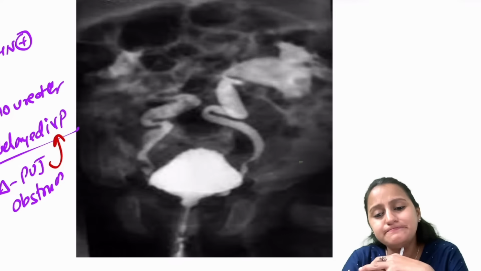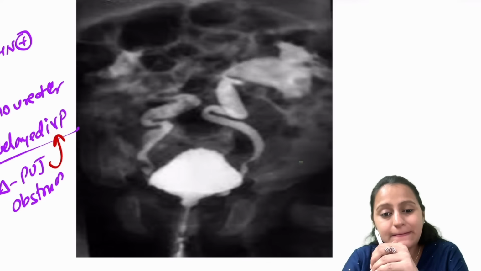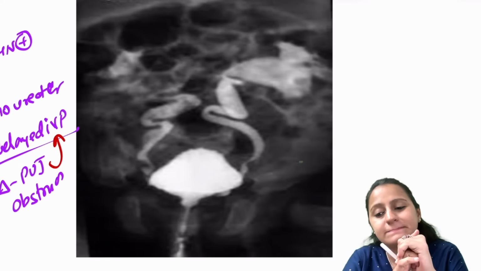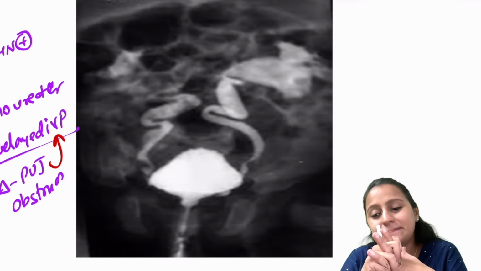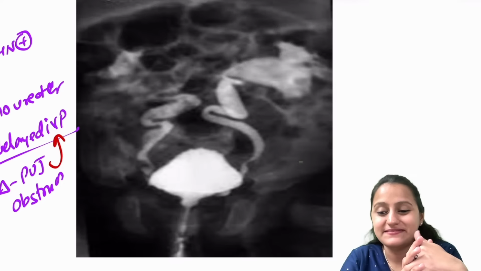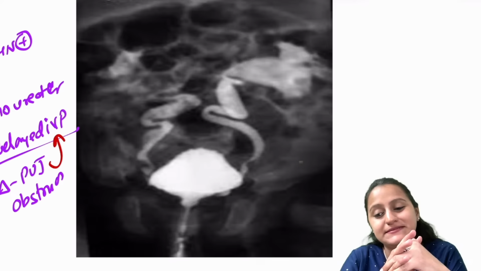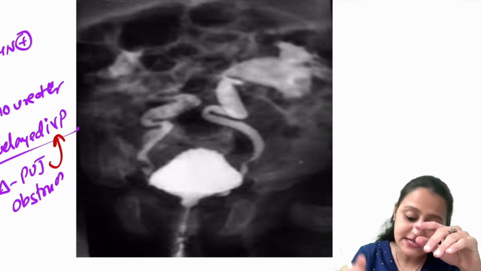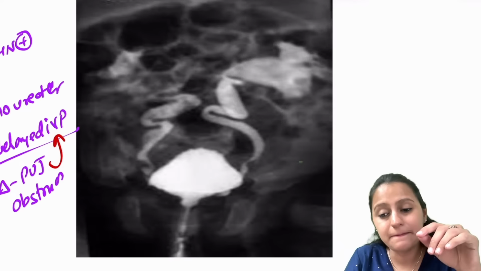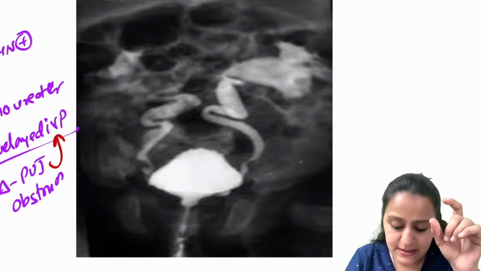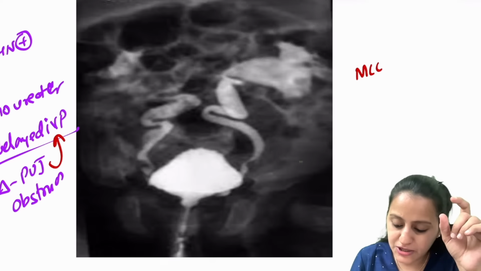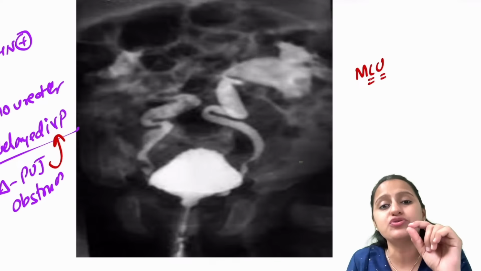No. Why no? Why is this not IVP? Tell me the why. Right. This is MCU and not IVP. Why? This image is MCU and not IVP. Why? Because in MCU, you are micturating cystourethrogram.